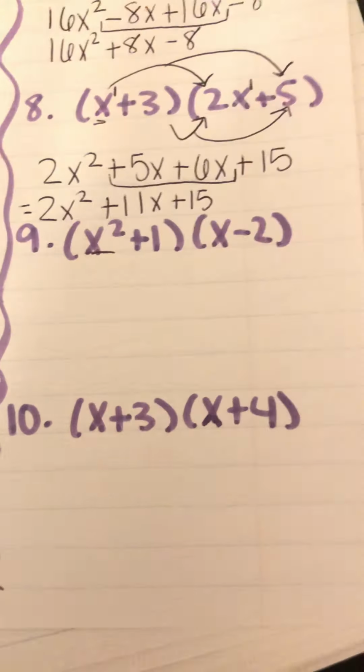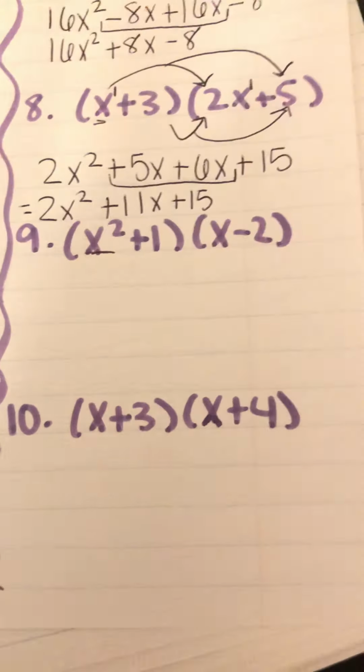Now I'm going to look at my 1 and I'm going to distribute that to both terms here. 1 times x is x. And then positive 1 times negative 2 is negative 2. Again, make sure that you are paying attention to that sign with the negative 2 and that you keep it in front of the negative 2. I do not see anything I can combine here, so I know that I'm all good. So that's my answer for number 9.